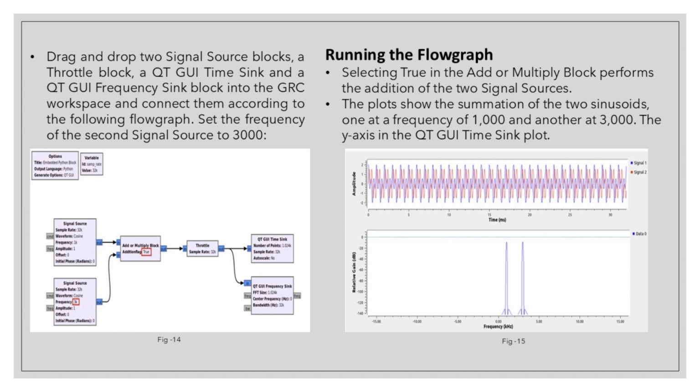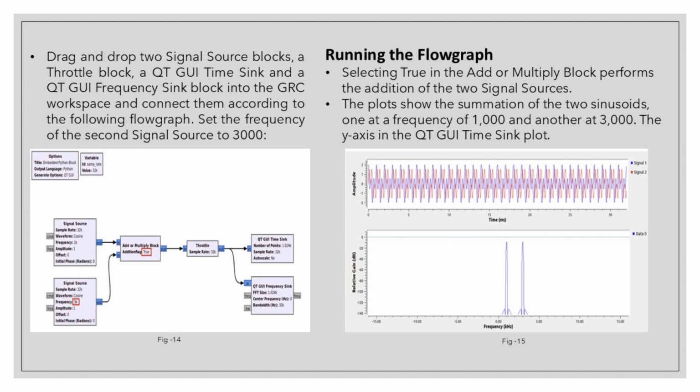Connecting the flow graph. Continue to drag and drop two signal source blocks, a throttle block, a Qt GUI time sink and a Qt GUI frequency sink block into the GRC workspace and connect them according to the following flow graph. Set the frequency of the second signal source to 3000 as shown in Figure 14.